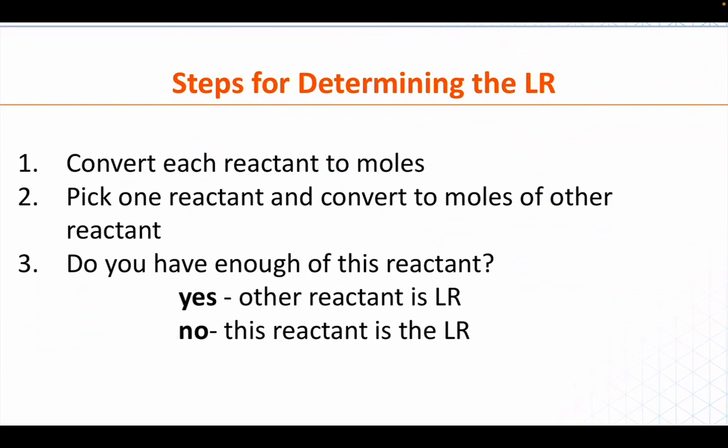First, you'll always have 2 amounts of reactants now. If they're not in moles, you want to convert to moles. Then you want to pick one of the reactants and convert it to moles of the other. And then you have to ask yourself, do I have enough? If you have enough, then the other reactant is the limiting reactant. And if you don't have enough, then that reactant is the limiting reactant. I know that doesn't make sense. Let me just show you.